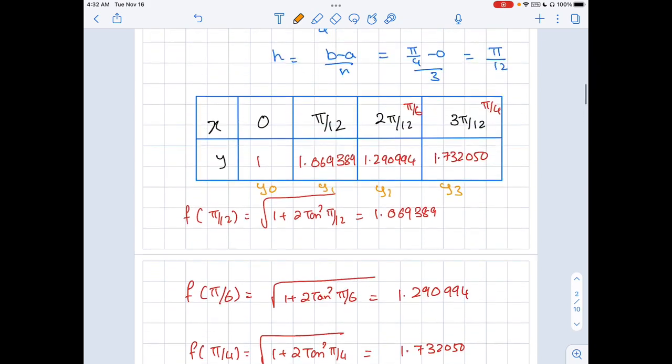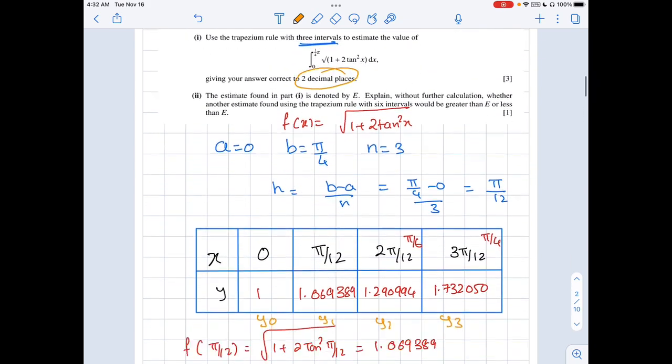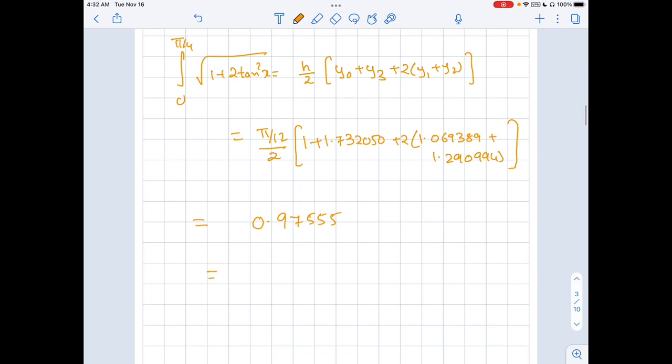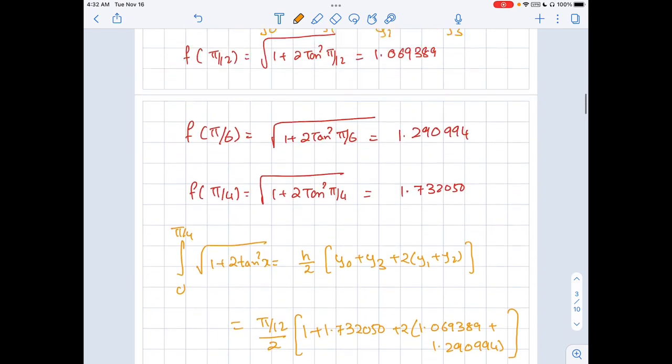0.975555, but it asks for 2 decimal places, so my answer should be 0.98. That's going to be the answer for the first part.